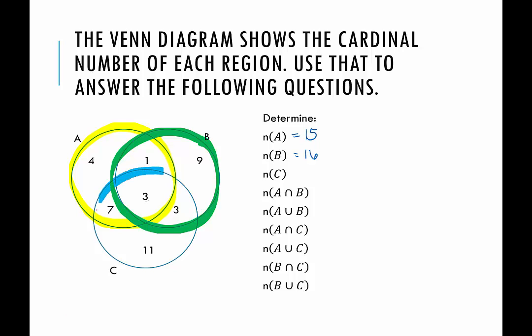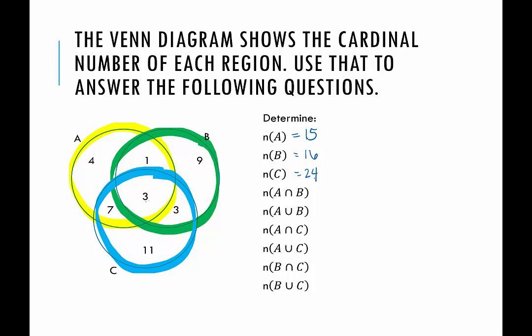Set C is down here. And we have 4 regions found within set C. We have 7, 3, 3, and 11. We want to add those together because remember, these are the cardinal numbers of each region. 7 plus 3 is 10. 3 plus 11 is 14. 10 plus 14 is 24. There are 24 elements in set C.